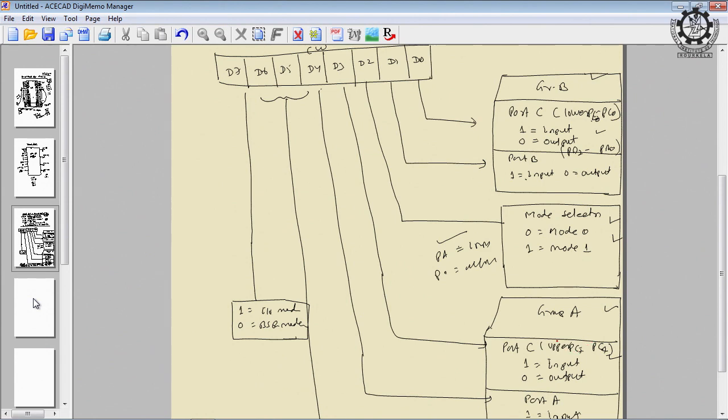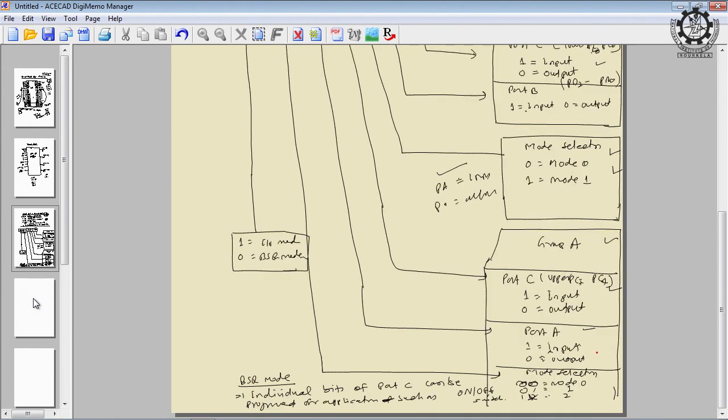Similarly, bit position D4, for port A: if it is 1, this indicates that port A is the input port, and if it is 0, this indicates that port A is the output port. Is it clear? And the next 2 bits, D5 and D6, will select the modes. As you know, group A supports 3 modes: mode 0, mode 1, mode 2. So we get 4 combinations: 00 stands for mode 0, 01 stands for mode 1, and 10 and 11 both stand for mode 2. Is it okay? D5 and D6.